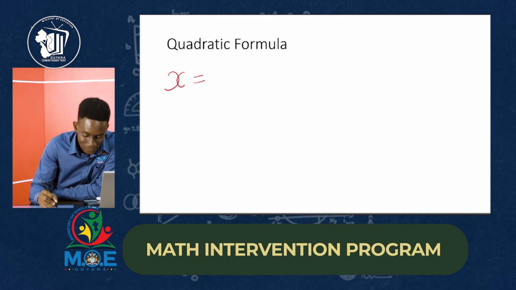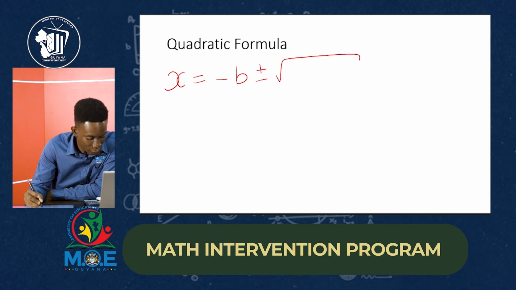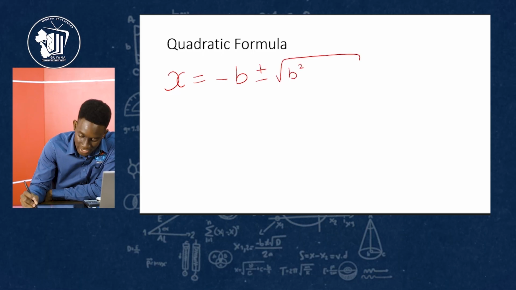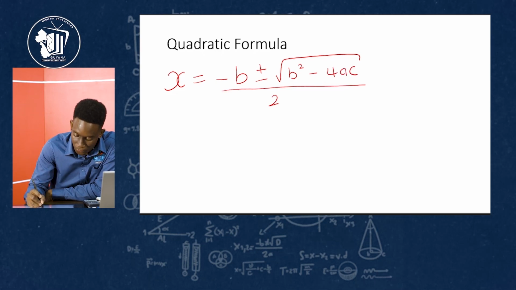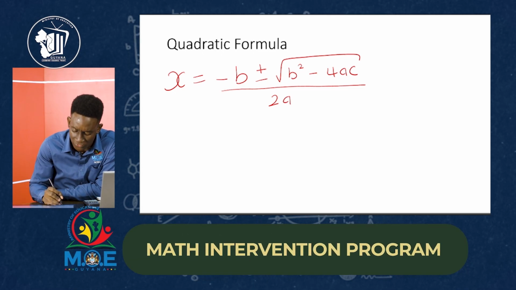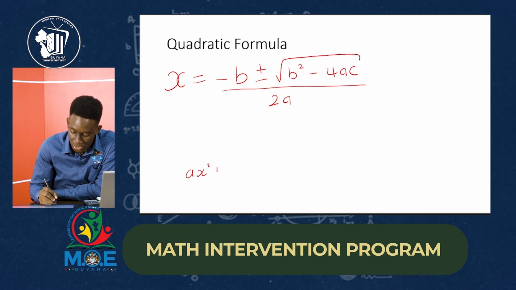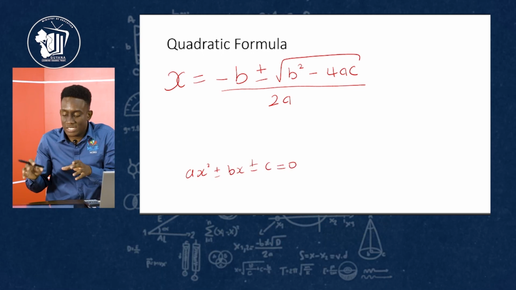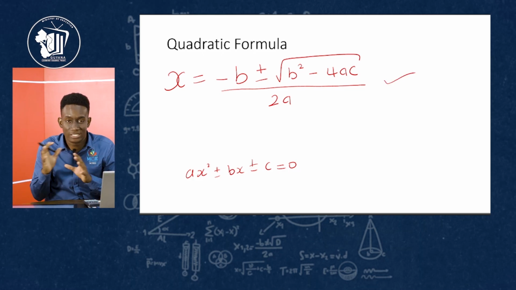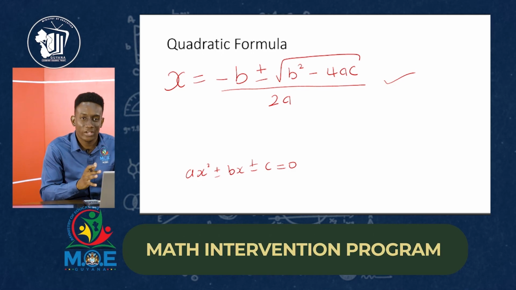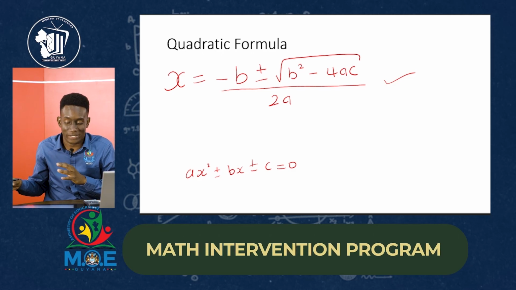Now this is what the formula says. x is equal to negative b plus or minus the square root of b squared minus 4ac, all divided by 2a. And of course, you know the general form for a quadratic is ax squared plus or minus bx plus or minus c is equal to 0. So the a, b, and c that you see in this quadratic formula are the same coefficients in front of these terms, and c is the constant by itself. The same thing that we've been identifying before we factorize using the AC method.